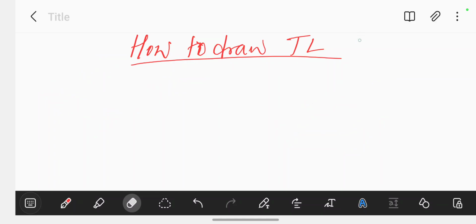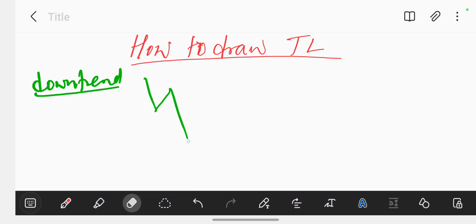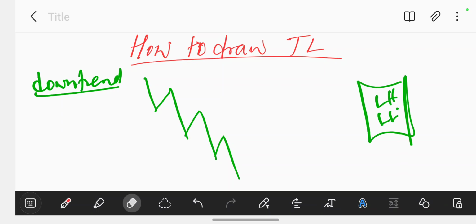So let's continue. Remember, I said let's start with what? Downtrend. Let's start with downtrend. Remember when we are going down, how do you tell that the price is in a downtrend? It will be forming those lower highs and lower lows, right? And I said if we are going down, there's no way we can put our trend line this side. It's not going to help us.